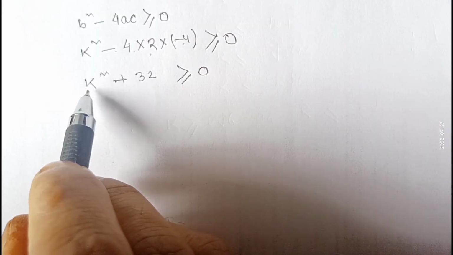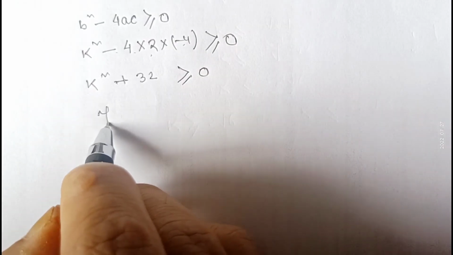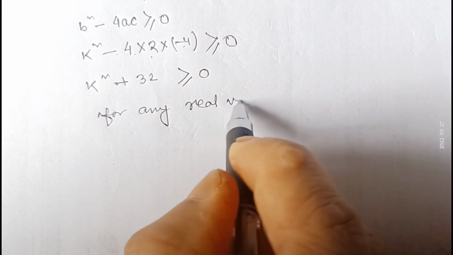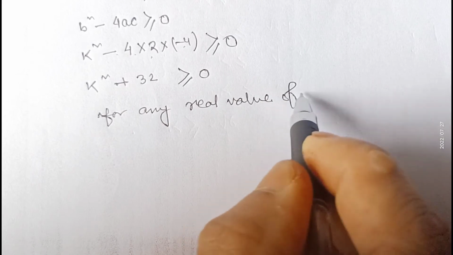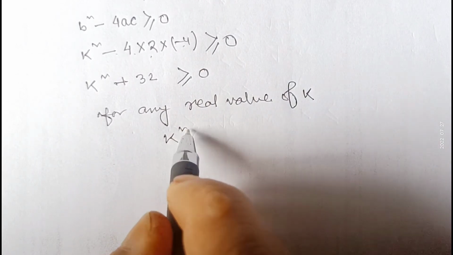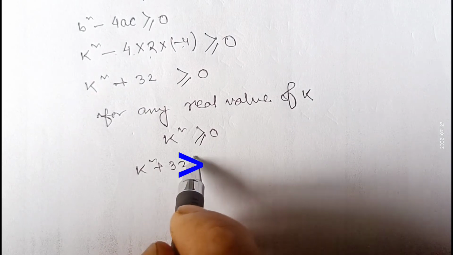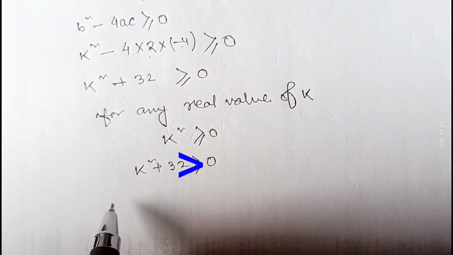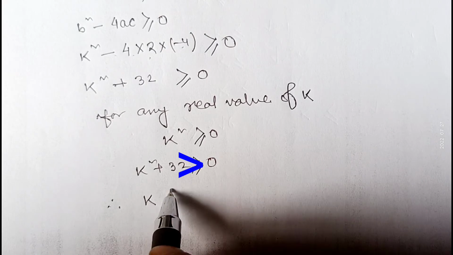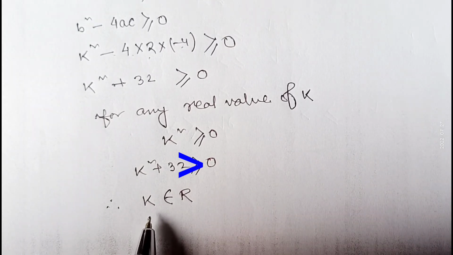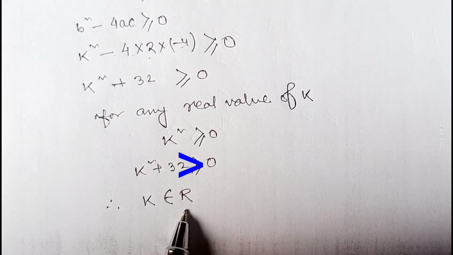For any real value of k, k square will be 0 or more than 0. So we can write, for any real value of k, k square will be greater than or equal to 0. So k square plus 32 will be greater than 0. Therefore, k belongs to any real number, which can be written as k belongs to the set of real numbers.